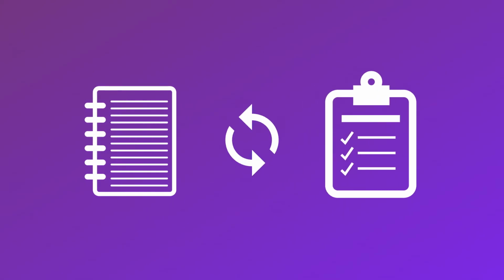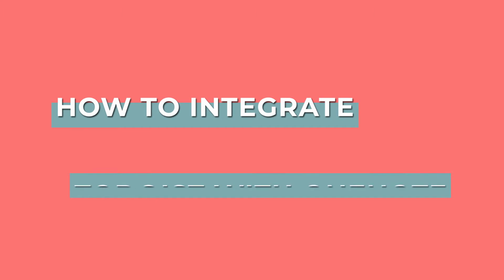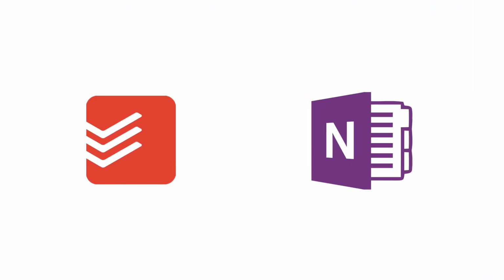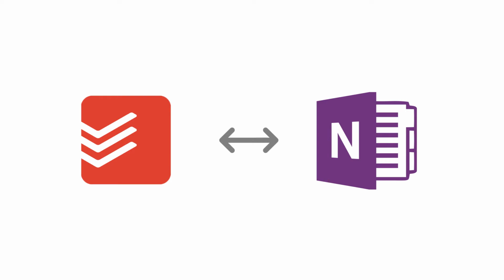Syncing your notes in your to-do list is a great way to keep track of your tasks more efficiently. In this video, we're going to learn how to integrate Todoist with OneNote using Pleexy so that your to-do items from your notes will be automatically created as tasks in your to-do list. Pleexy will ensure that your tasks stay up to date in both applications.